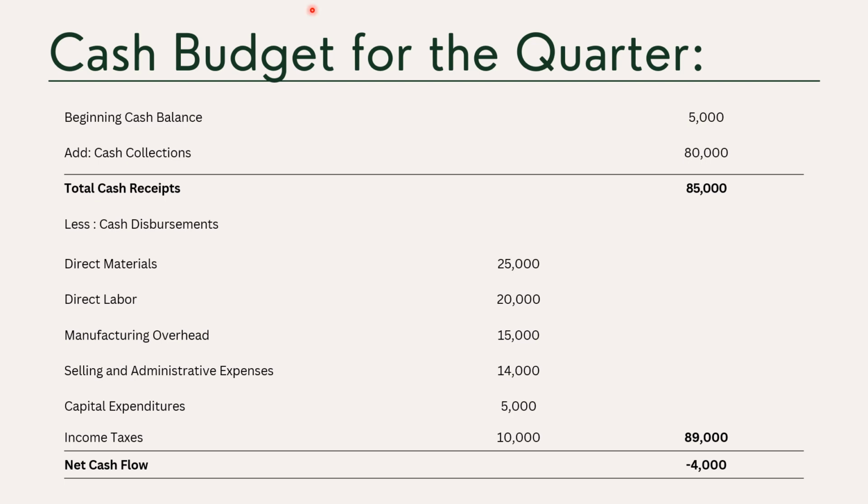Okay, to prepare the cash budget for the year, we have the beginning cash balance of 5,000. You add cash collections of 80,000, so you have total cash receipts of 85,000. For the cash disbursements, ito yung iba galing sa previous problem natin. We just added the capital expenditures and the income taxes. So you will have a net cash flow of negative 4,000.